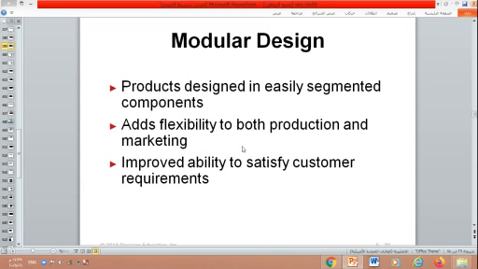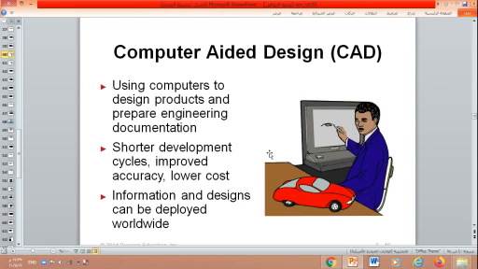The third issue related to product design is computer-aided design. It is an interactive use of computers to develop and document a product and draw the product. So what do we mean by computer-aided design? Again, it is using computers to design the product and to prepare engineering documentation. What are the benefits or the importance of computer-aided design? It will shorten the development cycle, improve the accuracy, and reduce the costs.